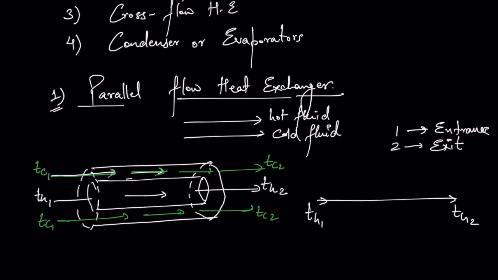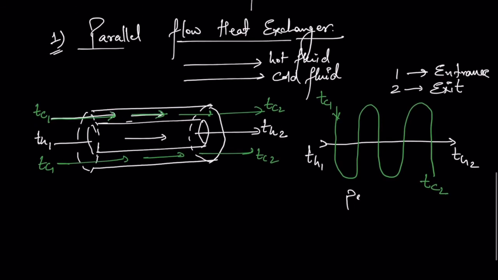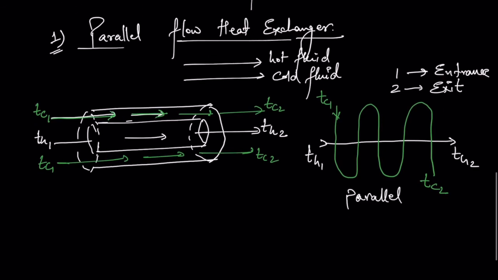Okay, and suppose this is the cold one. So TC1 and TC2. So this is also parallel. If you see the overall direction, this is parallel flow, because if you see the direction of cold and hot, it is left to right. This is also parallel flow.